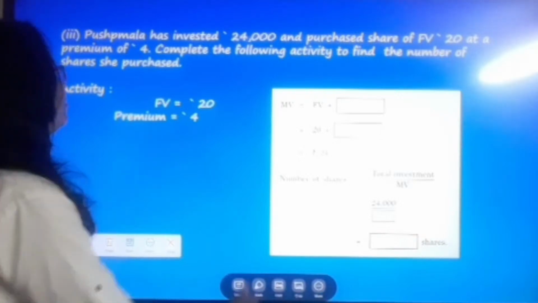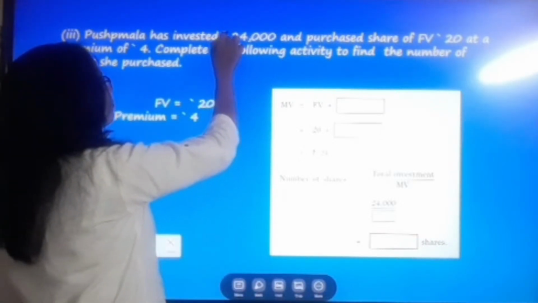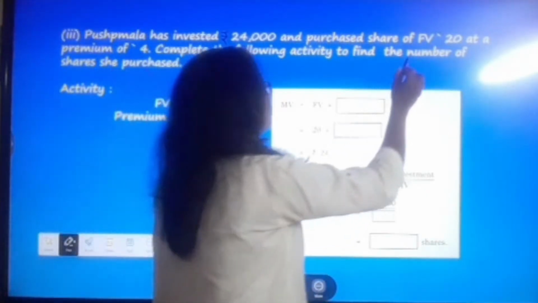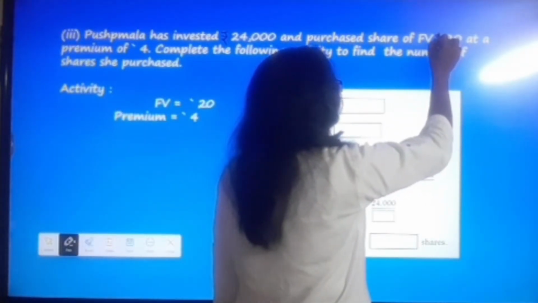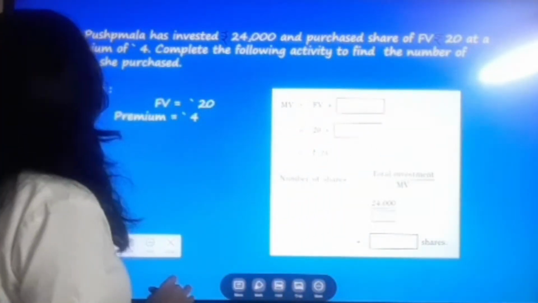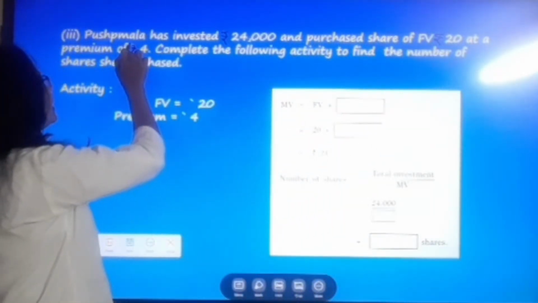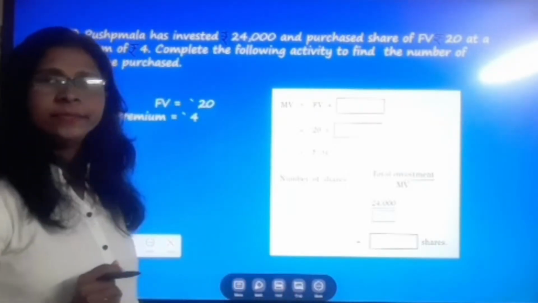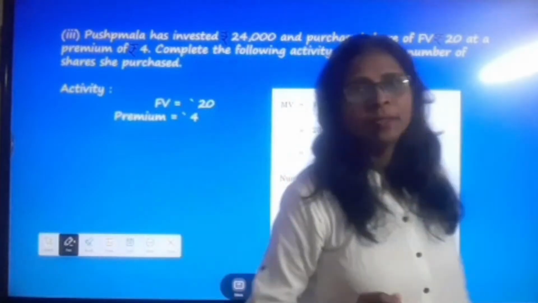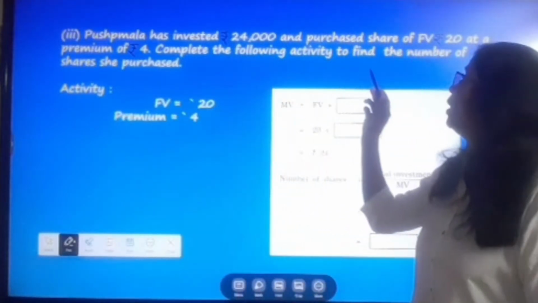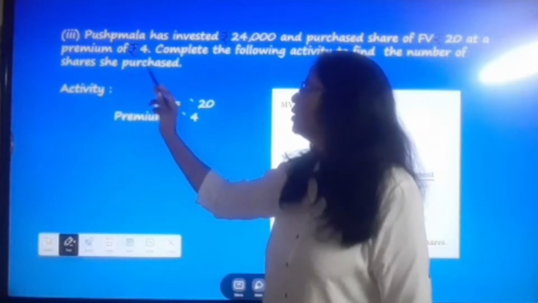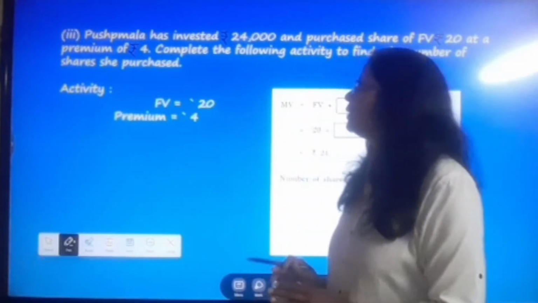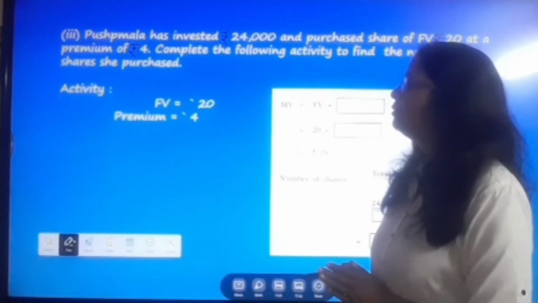Pushpamala has invested rupees 24,000 and purchased shares of face value 20 at a premium of rupees 4. Complete the following activity to find the number of shares she purchased. Okay, so now here, students, the activity is given.